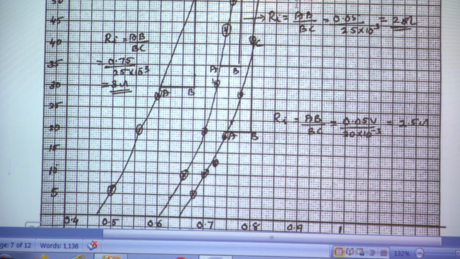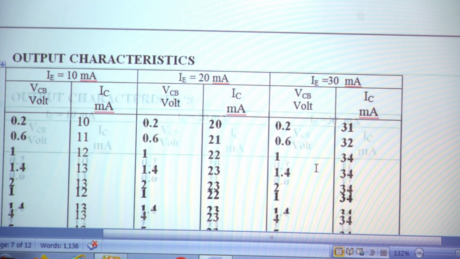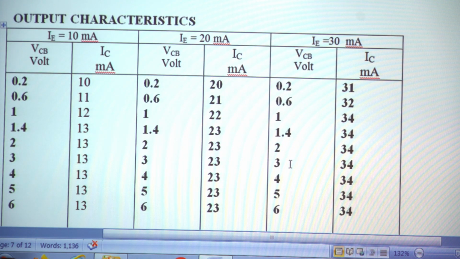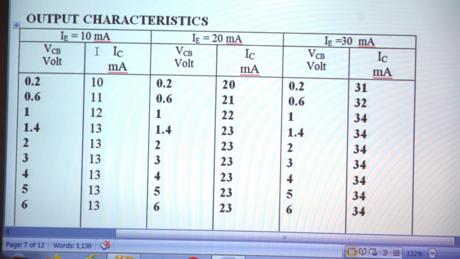So we find the input resistance from the 3 curves. We obtain values 2, 2.5, 3 ohms. We find the mean value of input resistance Ri, that is 2.5 ohm. Then for the output characteristics, that is the graph or curve drawn between VCB, the collector base voltage, and the collector current at a constant value of emitter current.